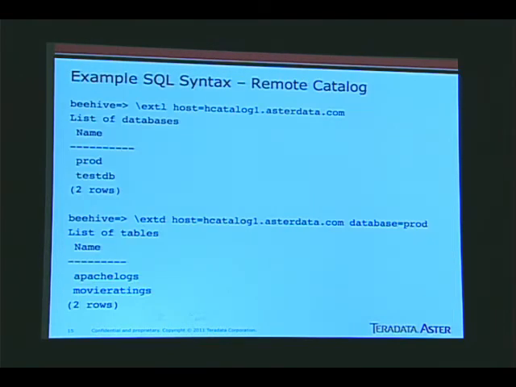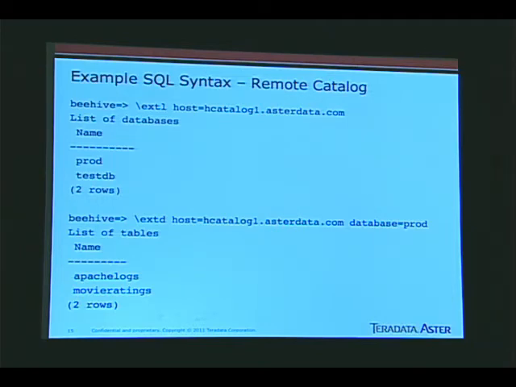And so here is some example SQL syntax. So this is remote catalog listing. Aster has a client-side tool called ACT. These are screenshots, or console dumps, from that tool. So you can say extl to list out all the information on an HCatalog server, and that shows you the list of databases.